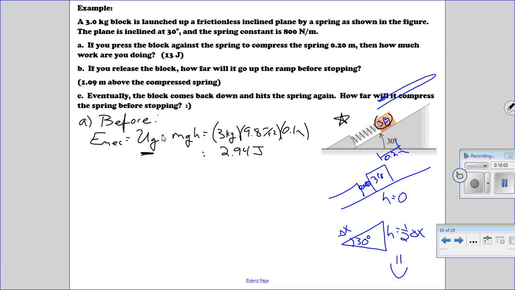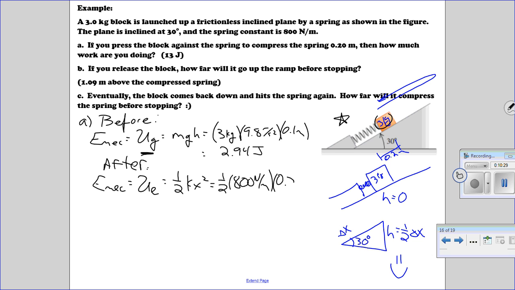So before you squish it, this is how much mechanical energy we've got. All right. Now, after you squish it, we've compressed it, so now we're at a height of 0. So now our mechanical energy is all elastic potential energy, right? So that's 1/2 kx squared. So 1/2, our k is 800 newtons per meter. Our x is 0.2 meters. Don't forget to square it. Figure this out and you get 16 joules.